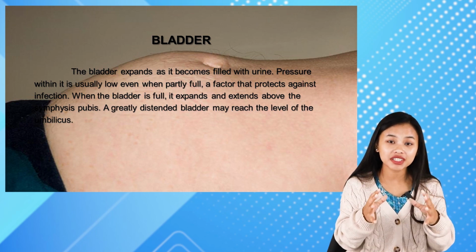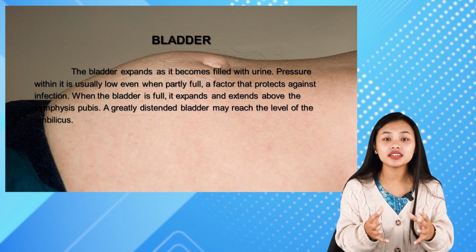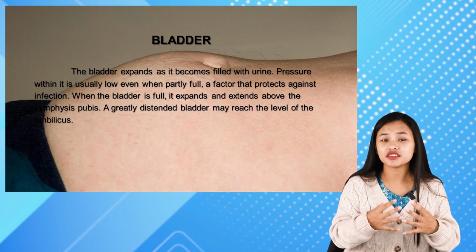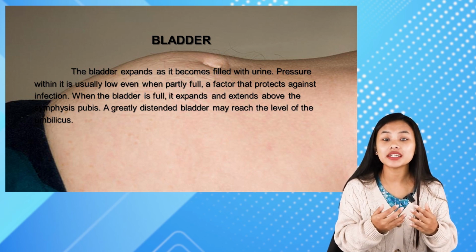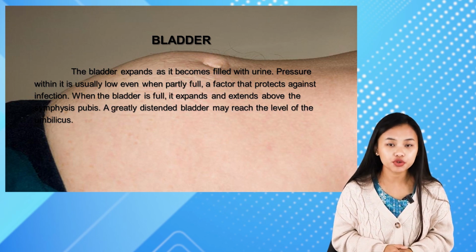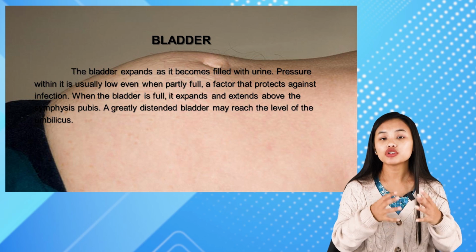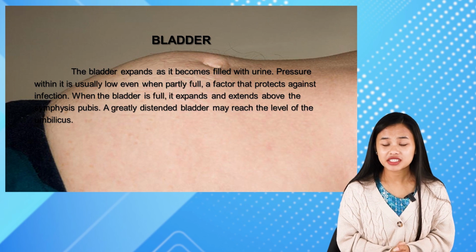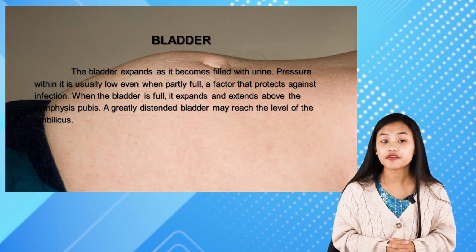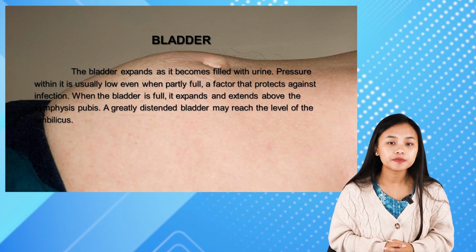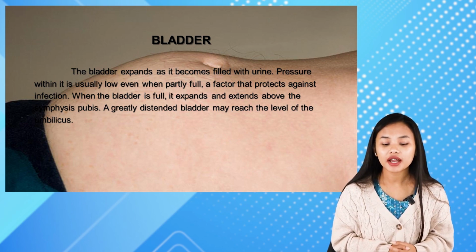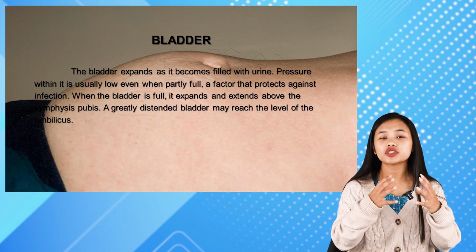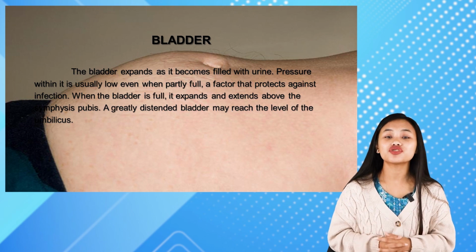As I have said, an empty bladder usually lies in the pelvic cavity behind the symphysis pubis, right? However, once this bladder is full, it will extend as well as expand above the symphysis pubis. A gently distended bladder may also reach the level of the umbilicus. In a pregnant woman, the developing fetus pushes against the bladder, thus reducing the capacity of the bladder as well as causing a feeling of fullness. However, this effect mostly occurs only in the first and the third trimester.